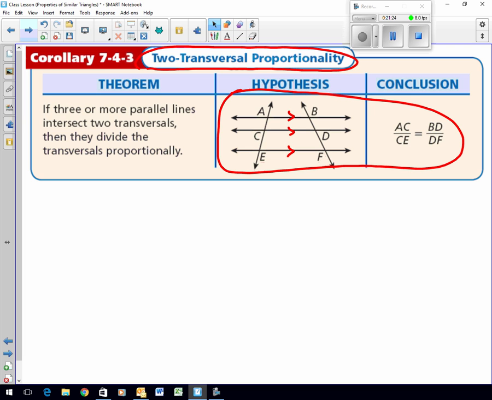Good. Quick example I'm going to show you on this one. But first, let me make sure we understand it. Okay. I've got three, not two, three parallel lines and two transversals. This is why everybody hates geometry, which is fine. Think about it. The distance from A to C over the distance from C to E is proportional to the distance from B to D over the distance from C to F. Okay?